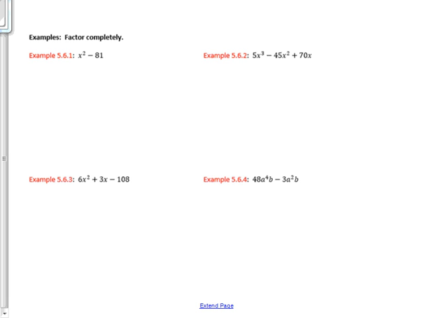So the very first thing you're going to do in every single problem that says factor completely is ask yourself for a GCF. Okay, don't skip steps. Always do that. Okay, so look at number one.